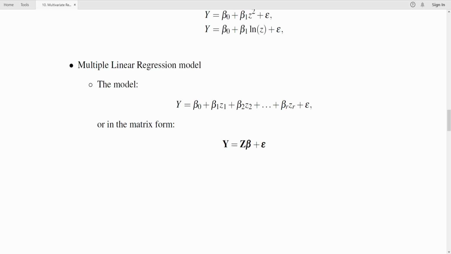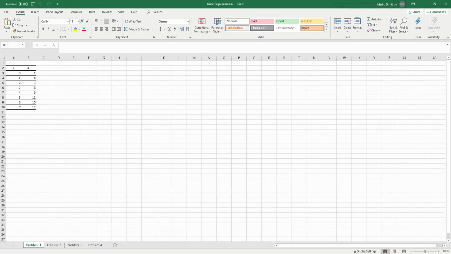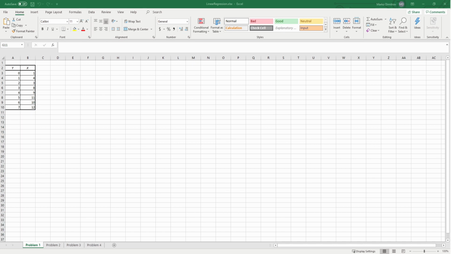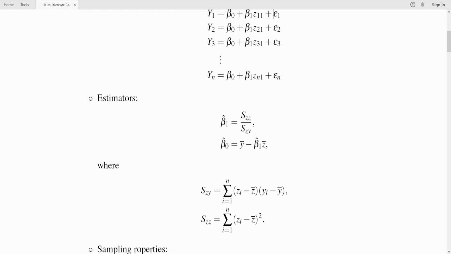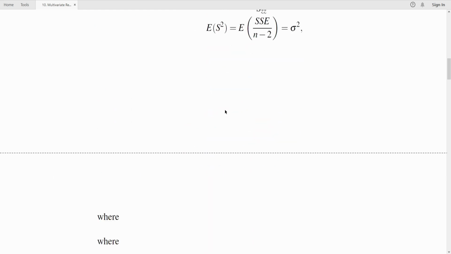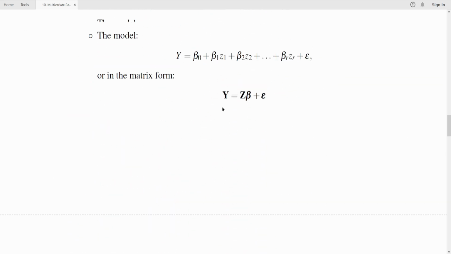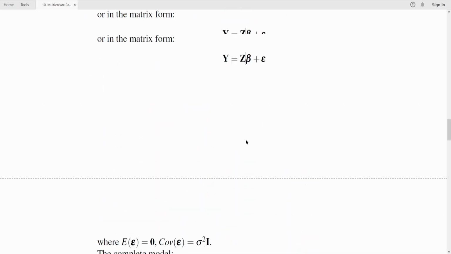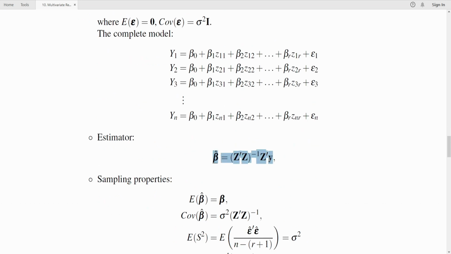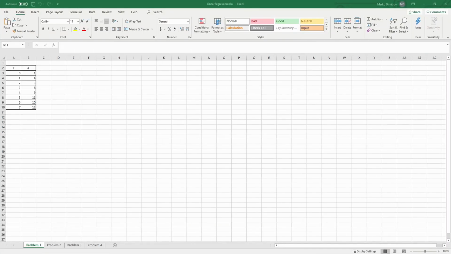Okay, so let's start with fitting in Excel the simple linear regression model, where we have only one predictor and one response. To do so, instead of the formulas that we used in the univariate case to estimate the unknown parameters, we will instead use the formula that is derived in the multiple linear regression model in matrix form. So we want to estimate using this estimator. We will use beta hat defined like that. Let's go back to Excel.